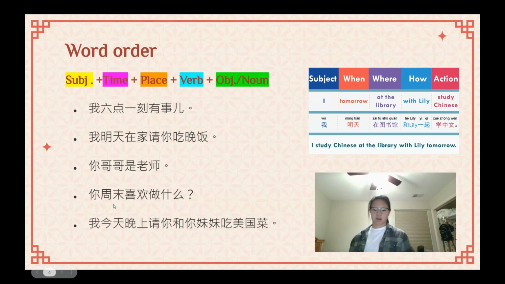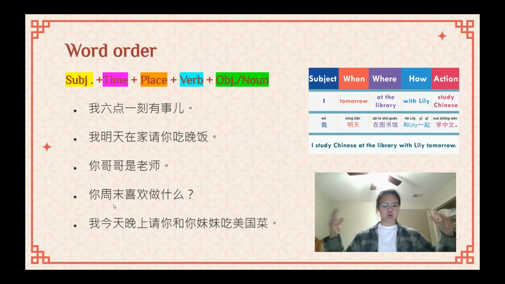This has everything again. I just wanted to include everything because I think you need to see every single particle of that word order sentence structure. So 我 subject, 今天 time. 今天 means today. So me today, I today, 晚上 is also time. 请你和你妹妹吃美国菜. So this is very, very difficult because 你和你妹妹, you and your younger sister, is like that second subject.